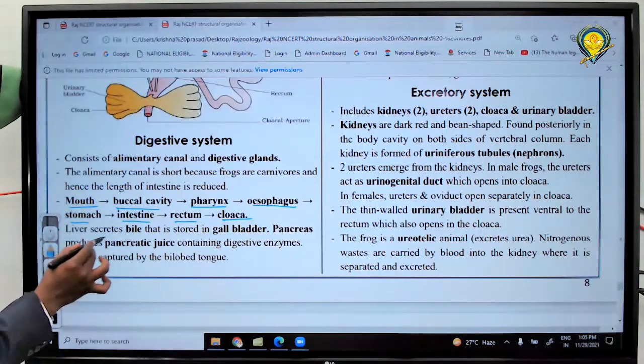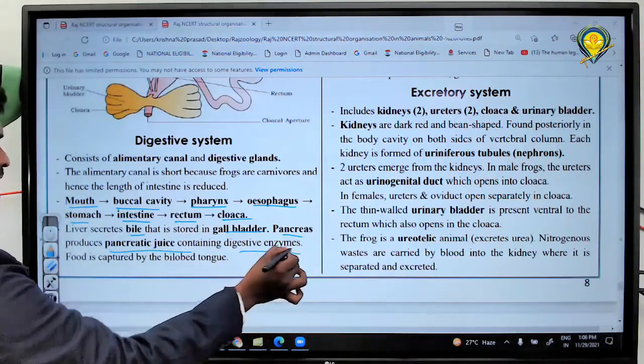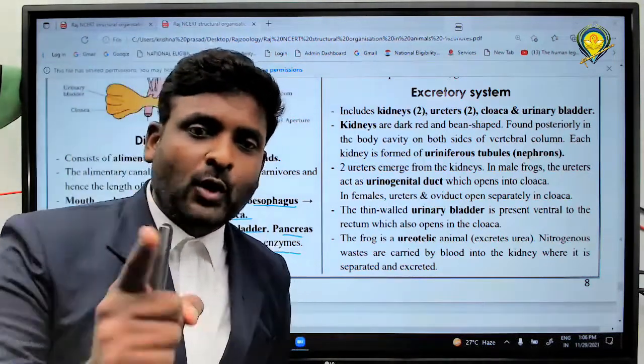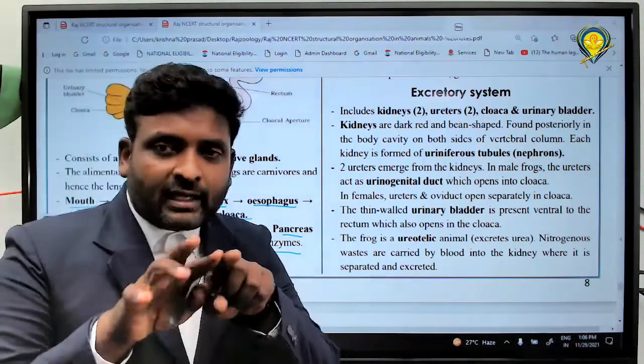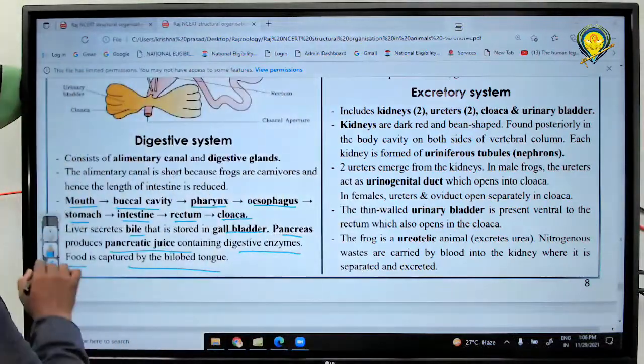Right? And next one, liver secretes bile juice, which is then stored in the gall bladder, as in human beings. Right? And next one, pancreas produces what? Pancreatic juice, which contains digestive enzymes, which help in digestion of carbohydrates and protein. And next one, food is captured by the bilobed tongue. It captures the prey, right?